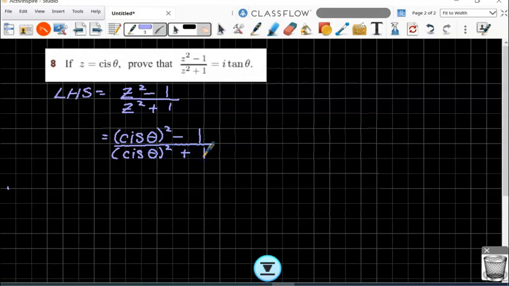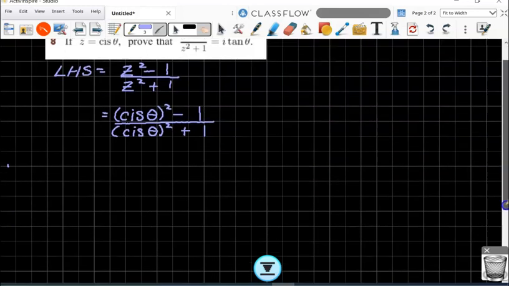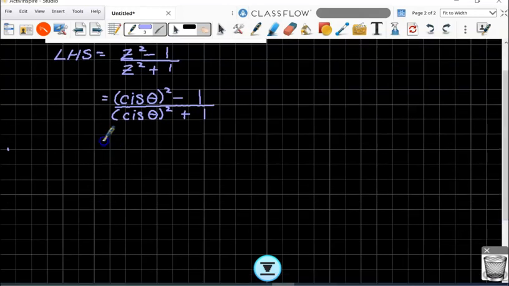Do you want to put in the brackets cos theta plus i sine theta, or do you want to use de Moivre's theorem so that we then have cis 2 theta? Considering it's in the de Moivre's theorem chapter exercise, I think that would be the way to go. So we will write this.